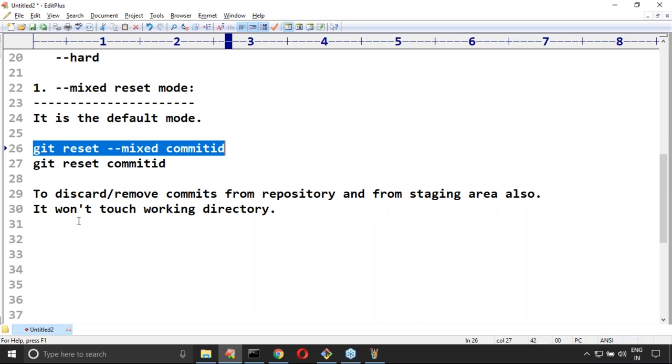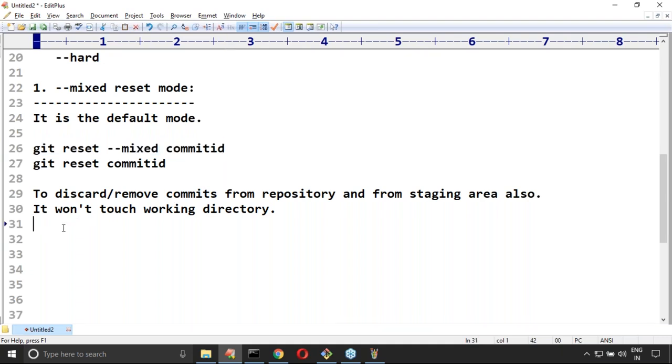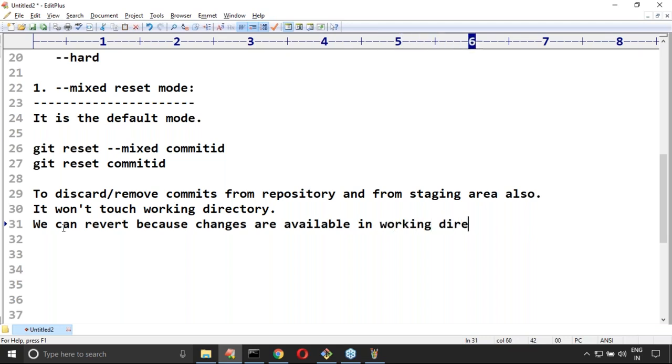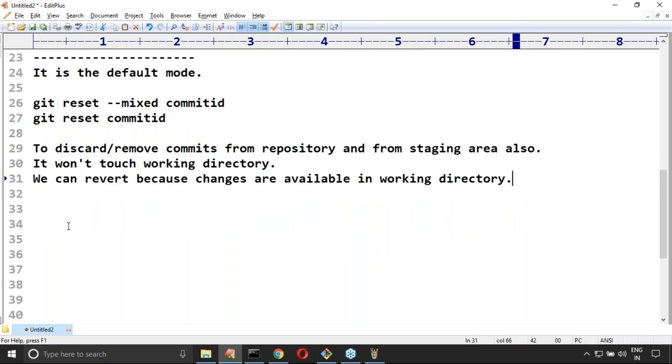No problem at all. You can revert. We can revert because changes are available in the working directory. Are you getting? Changes are available in working directory. That's why revert is always possible. Remember a bit carefully. So sir, can you please explain with a small example so that we will get much clarity?